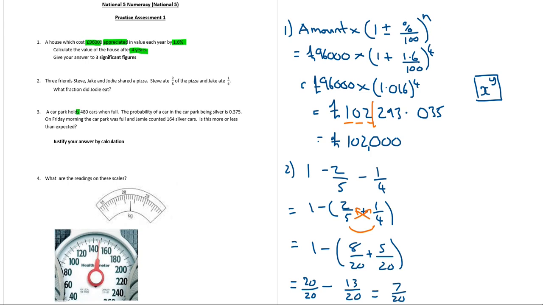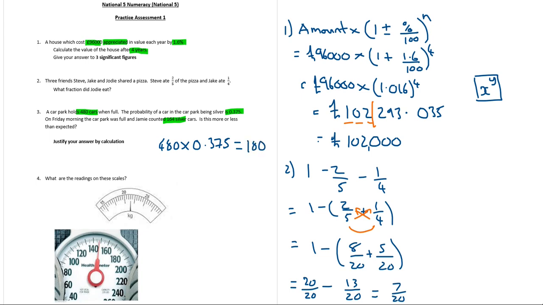So we've got a car park that holds 480 cars when it's full. And the probability of a car in the car park being silver is this. And on Friday morning, we found that there was this many silver cars. Is this more or less than expected? Okay, so the first thing I would do here is I would say, well, I've got 480 cars. Let's times that by the probability to see what my expected outcome is. So we take the number, multiply by the probability to give an expected outcome. So 480 times 0.375, that means 180.